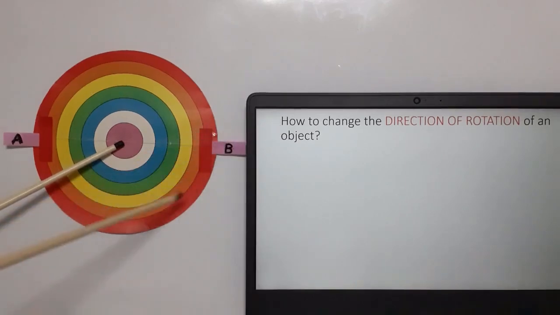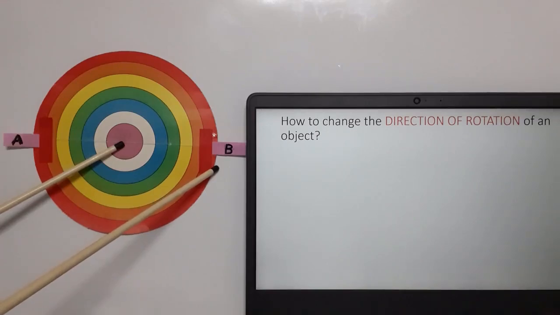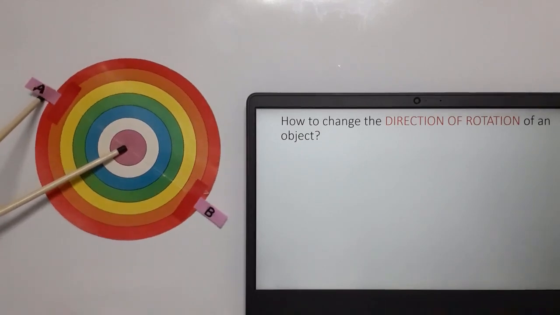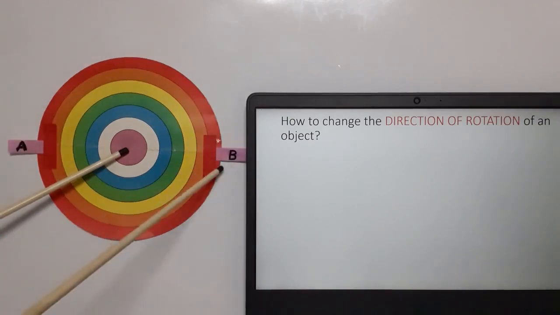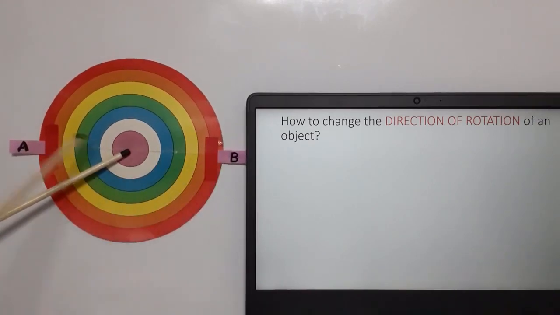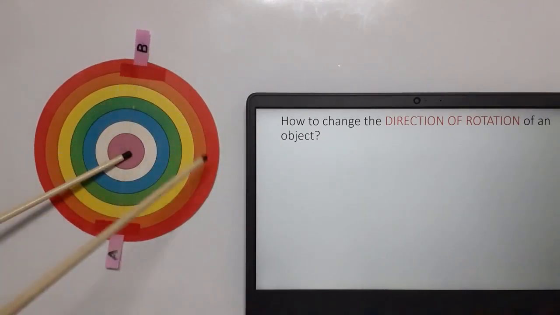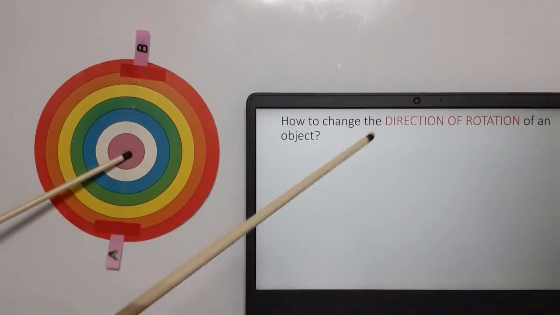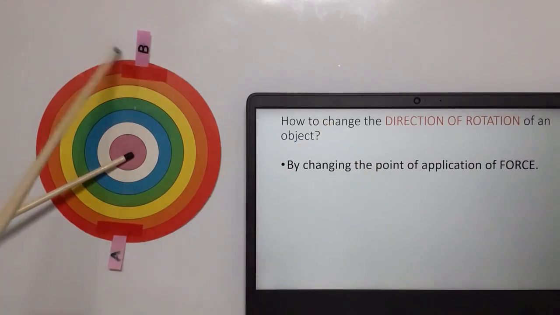For this, consider this object having ends A and B. I am going to apply force in same direction at the points A and B. If I apply force in upward direction at point A, it produces clockwise turning effect. What if I change the point of application of force? That is here in upward direction first time. Second time, I will apply force in upward direction at point B. So which turning effect did you observe? Anti-clockwise, right? So how can we change the direction of rotation? By changing the point of application of force.